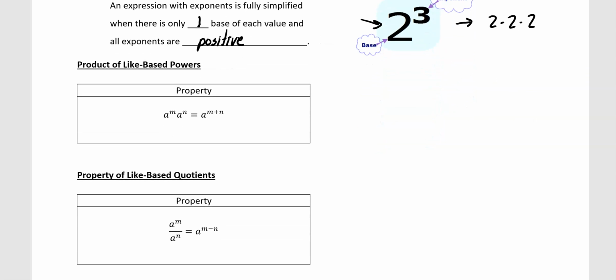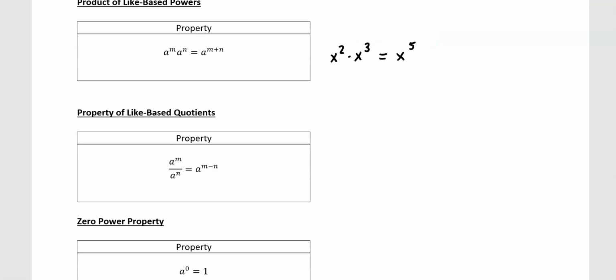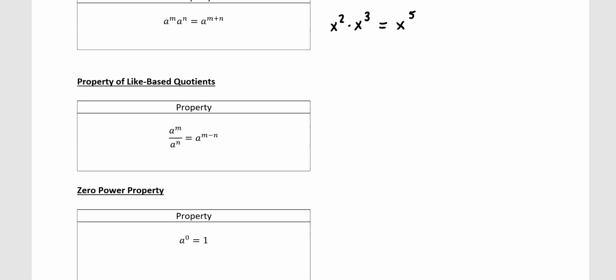First, the product of like base powers. A to the m times a to the n equals a to the m plus n. An example here would be if I have x squared times x to the third, all I need to do is say, well, 2 plus 3 is 5, so this would be x to the fifth. Next is the property of like base quotients. A to the m over a to the n is a to the m minus n. So this time, let's say we had x to the fifth divided by x to the third. Well, 5 minus 3 is 2. So this would equal x squared.